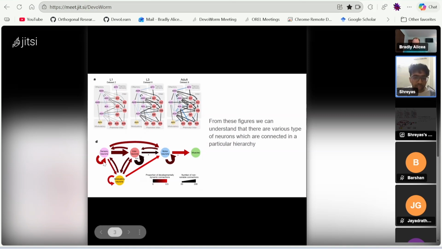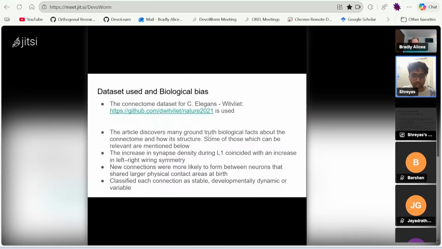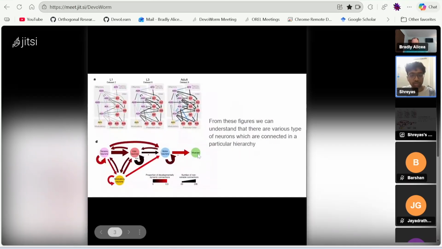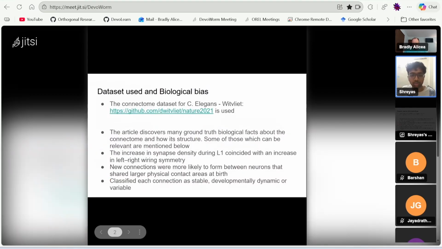So we can see that it goes like sensory neuron, then interneuron, and then motor, and then muscles. And here we have a hierarchy built up, and these are the ways the neurons are connected. So these are the four biological facts. These are not inclusive of all the facts, but the ones which I found can be relevant, which I will try to use in my model to have a biological bias. Because just having mathematical bias, I don't think would work that well. Having a biological bias would be good, as we do in physics-informed neural networks.